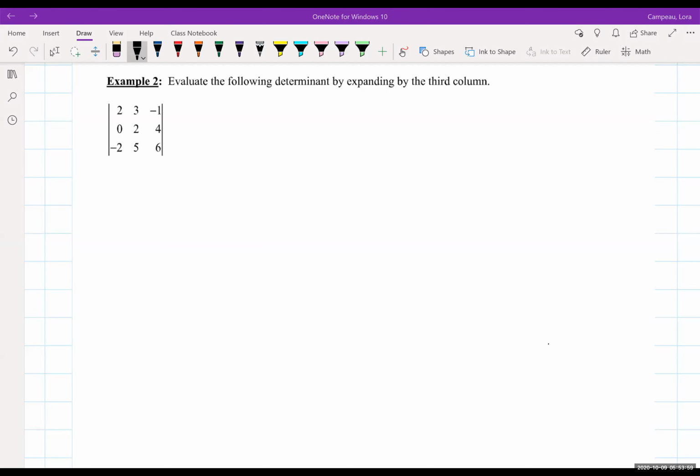Now that you've had a little practice on finding the determinants of 2 by 2 matrices, we are ready to move on with finding the determinant of a 3 by 3 matrix. Now that becomes a little bit more interesting. I will tell you that a formula does exist.